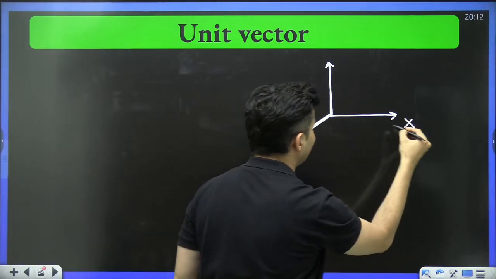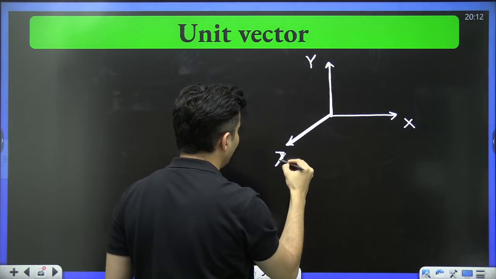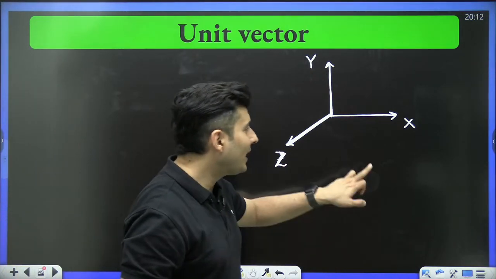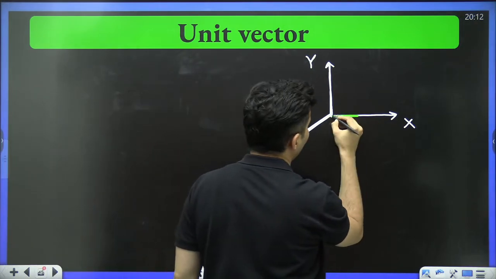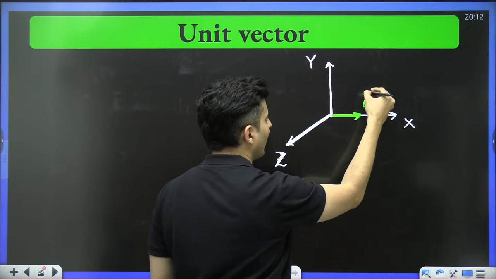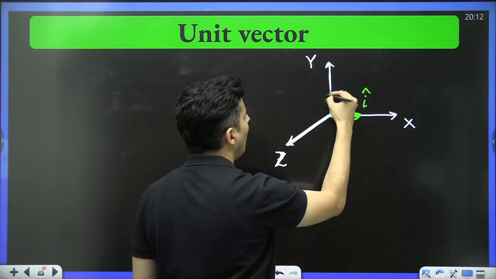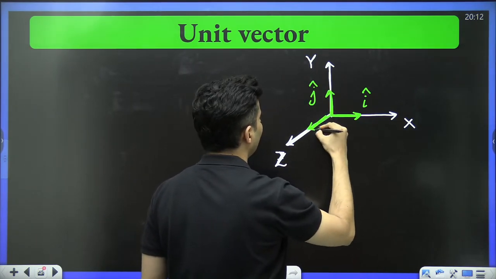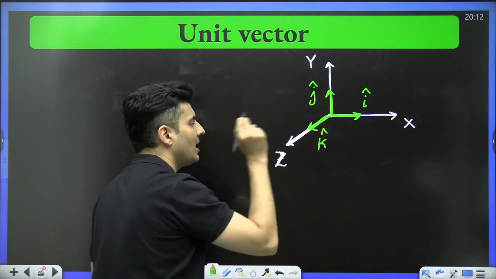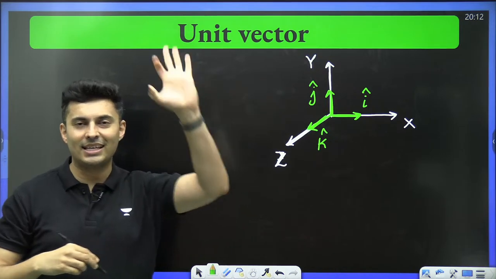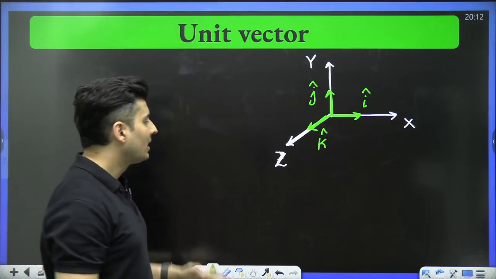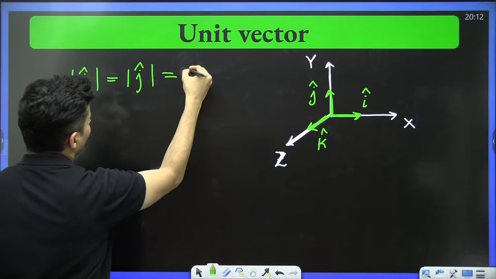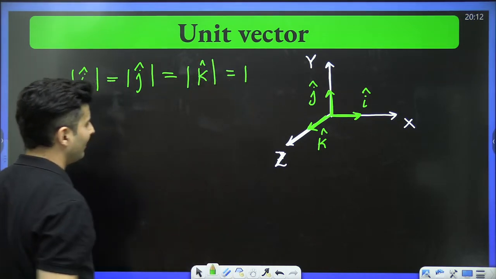Let's say this is the x-axis, this is the y-axis, and this is your z-axis. The unit vector along x, I will call it i cap. The unit vector along y, I will call j cap or j hat. The unit vector along z, I will call k cap. i, j, k are the special unit vectors in the x, y, z axes. Remember, the magnitude of i cap is the same as the magnitude of j cap, which is the same as the magnitude of k cap, which is all one. That's why they are unit vectors.